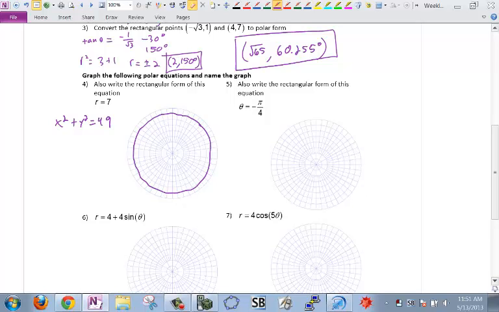You're iffy. Number 5, theta equals negative pi fourths. Did anybody just draw a random line? Oh, yeah. Really? I drew the opposite line.